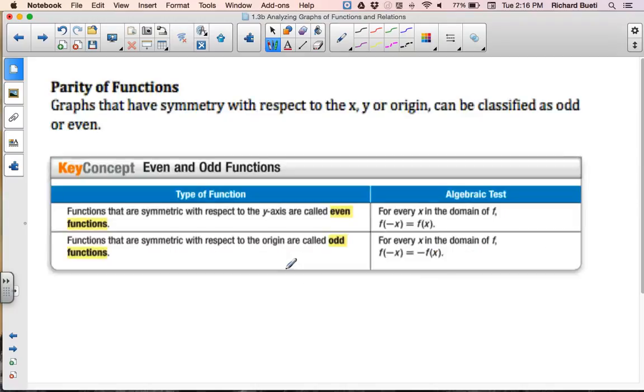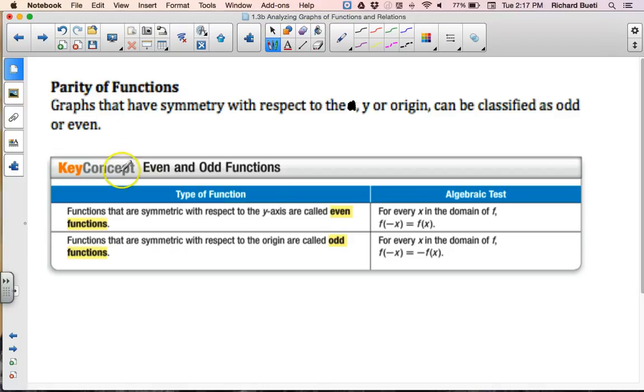So let's build on this topic of symmetry. When we're talking about the parity of a function, we're talking about even functions or odd functions. Graphs that have symmetry with respect to the x-axis, y-axis, or origin can be classified as an odd or even function. In actuality, graphs that have symmetry with respect to the x-axis don't actually do anything. So it's either going to be a graph with symmetry with respect to the y-axis or with respect to the origin, and that will determine whether or not the function is even or odd.